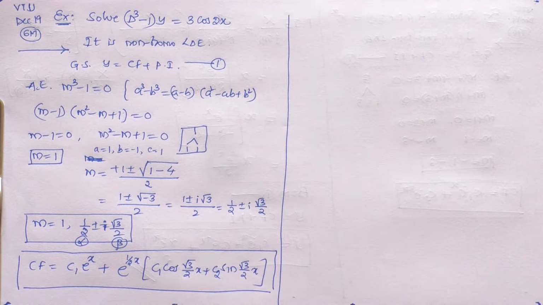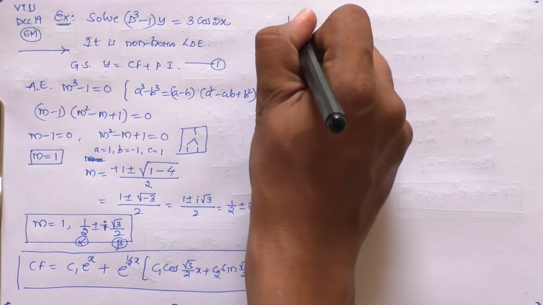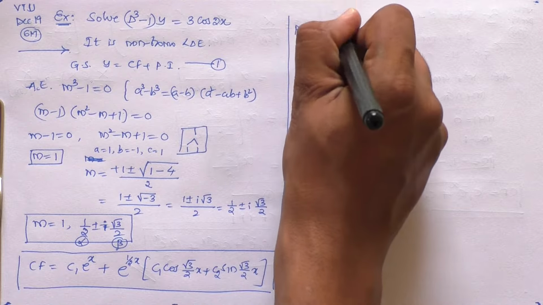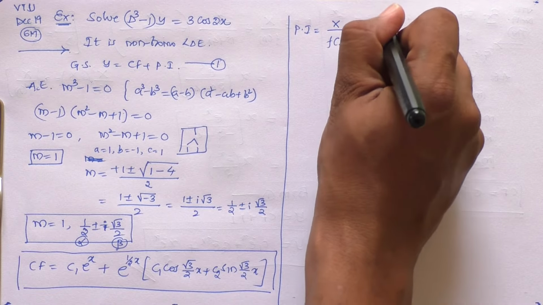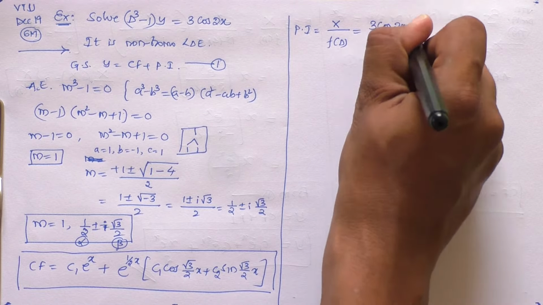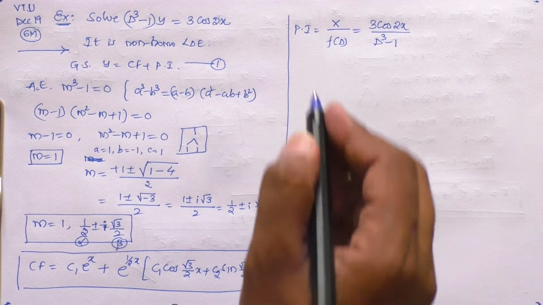Now this is half of the solution. Let us go for PI. So PI of this problem is the x term divided by the d term. So here the x term is 3 cos 2x, divided by the d term, d cube minus 1. So now this has to be solved.